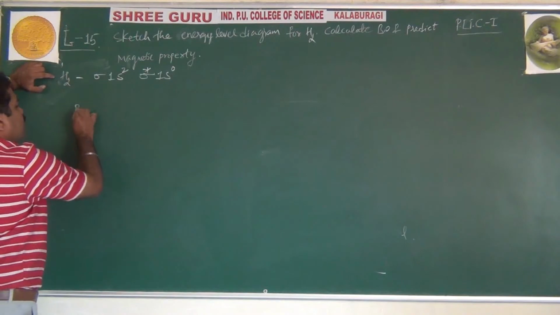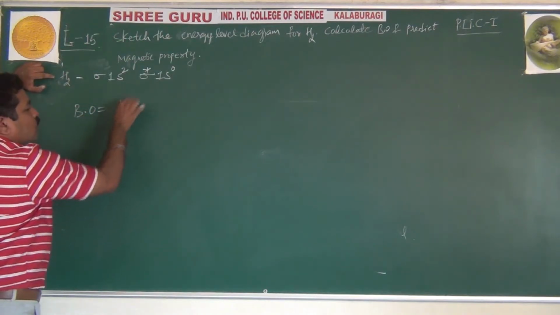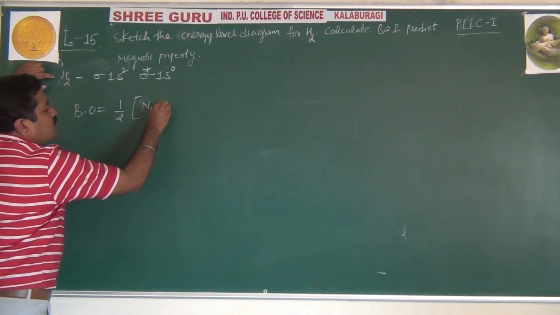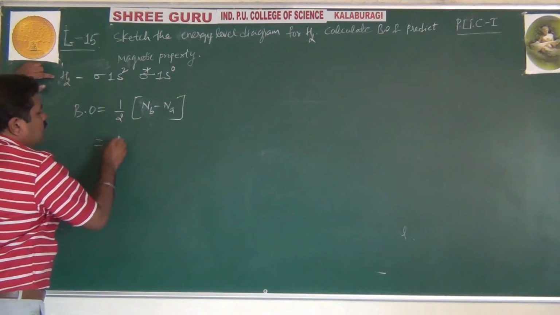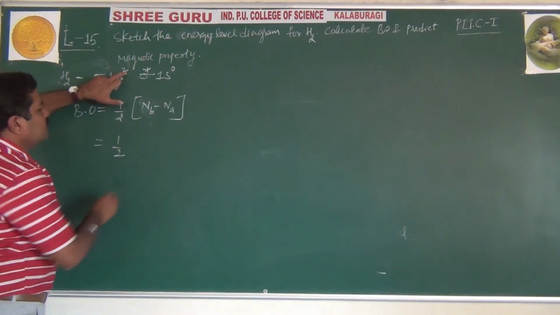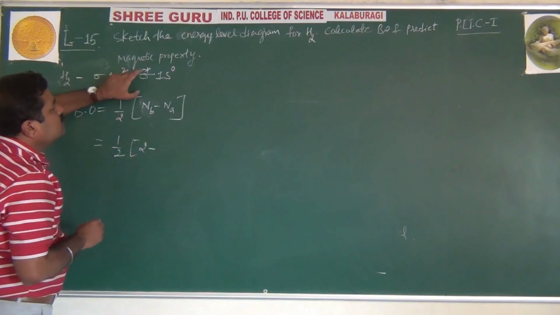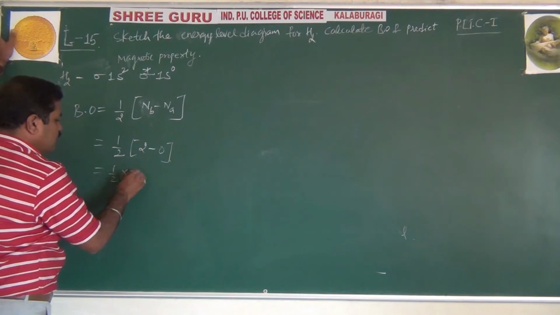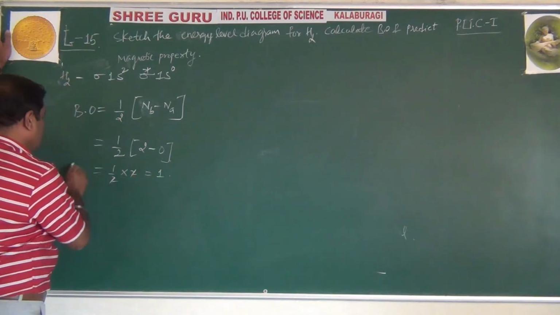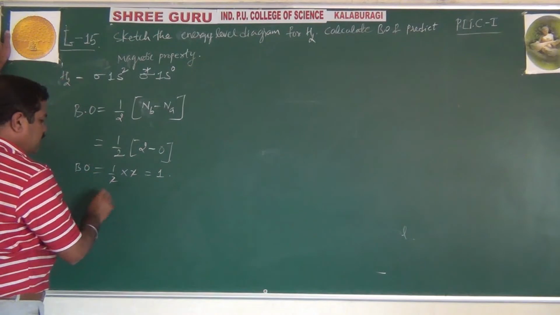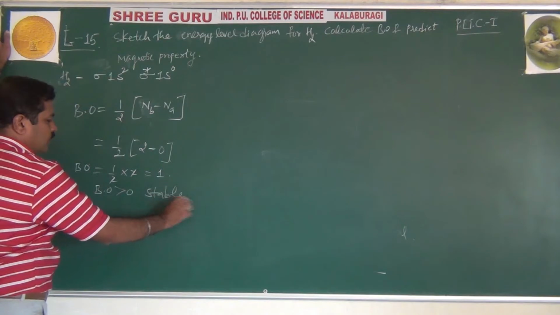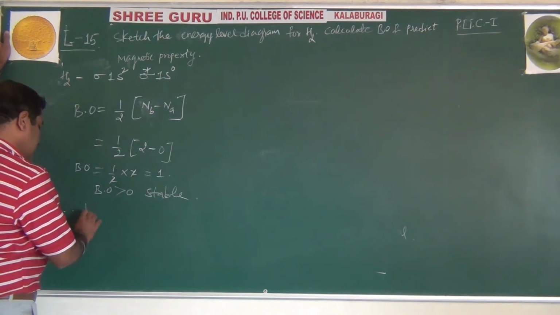Then what is the bond order? Bond order is 1 by 2, Nb minus Na. What are bonding electrons? Without star, these are bonding electrons. Antibonding is star, asterisk, that is 0. So 1 by 2 into 2, what will you get? 1. Bond order 1 is greater than 0. It is stable. Okay, hence hydrogen exists as a hydrogen molecule.